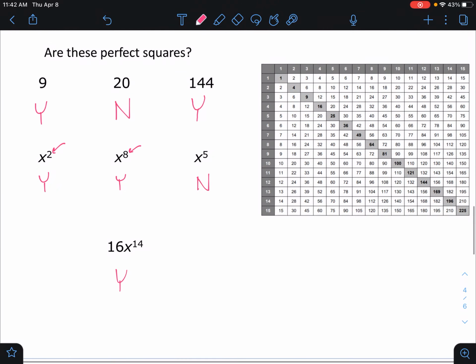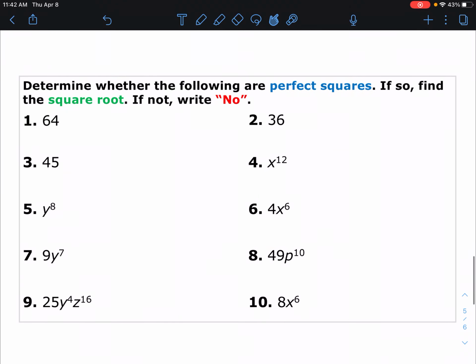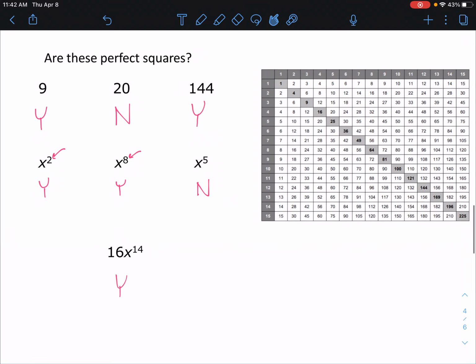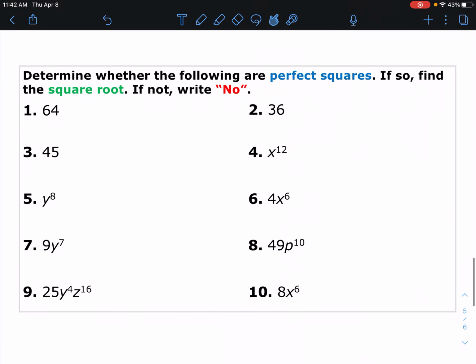So now that you know how to identify perfect squares, really what you're going to have to do on your assignment is take the square root if they are. Okay, if they're not a perfect square, you're just going to write no. And again, I would use this chart here to help you out.